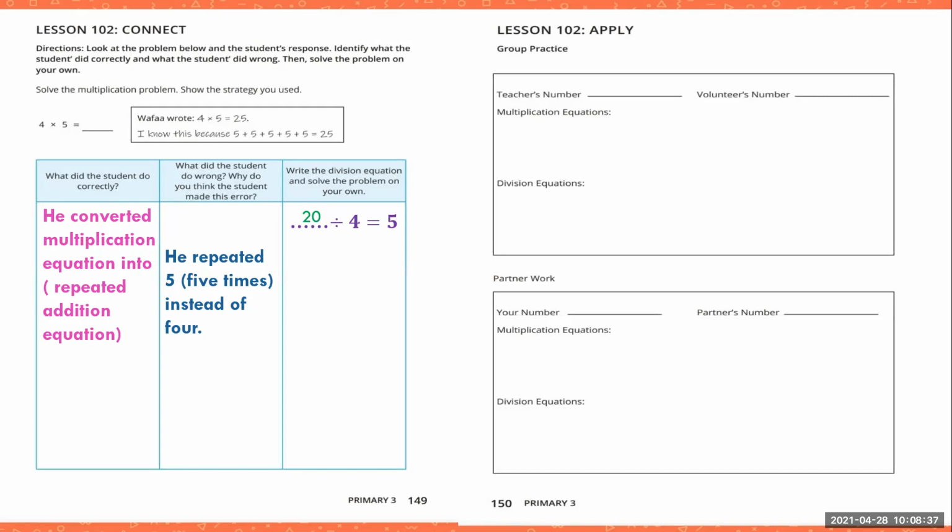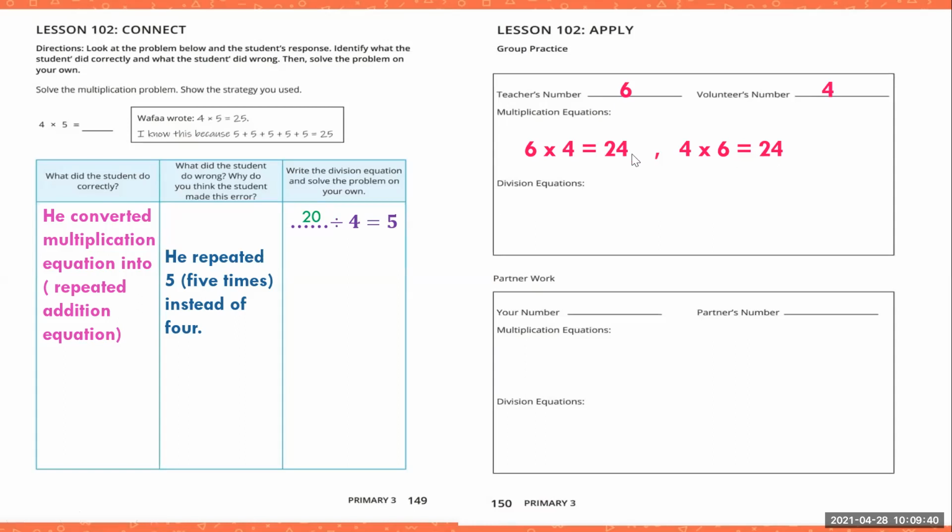Now let's move to the next page, lesson 102, and the apply part. Here I'll give you two numbers and I want you to find the multiplication equations and the division equations for these numbers. My numbers are 6 and 4. Can you find the multiplication equation for 6 and 4? Sure, I can multiply them together. So I can say 6 times 4 equals 24 and 4 times 6 equals 24.